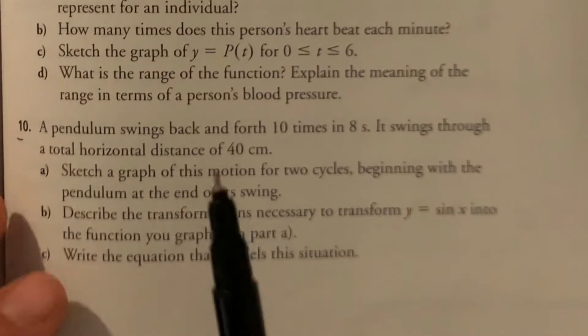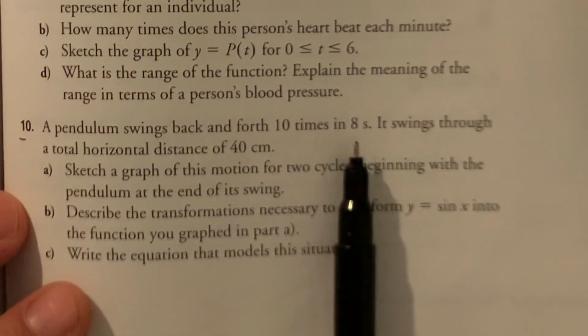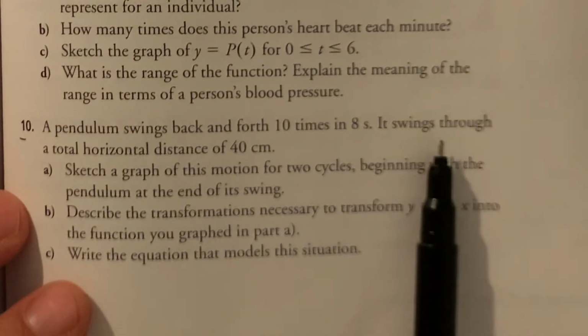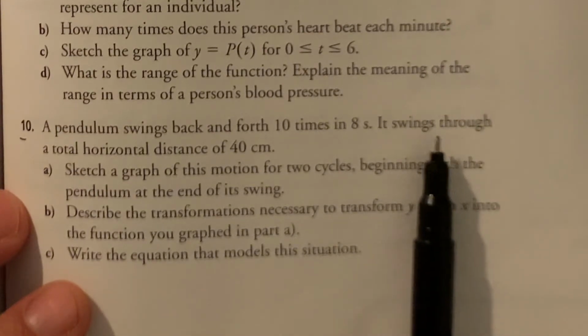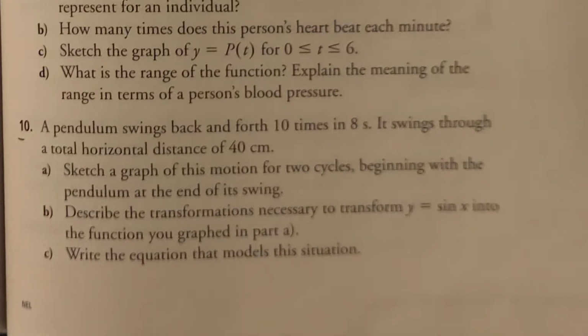Okay, so this pendulum swings back and forth 10 times in 8 seconds. It swings through a horizontal distance of 40 centimeters. Basically, if you're looking at the shadow of yourself on the ground, if the sun was directly above you, the shadow would span about 40 centimeters. So 20 centimeters to the back as you swing back and 20 centimeters to the front as you swing forward. That's a picture of what we're looking at here.